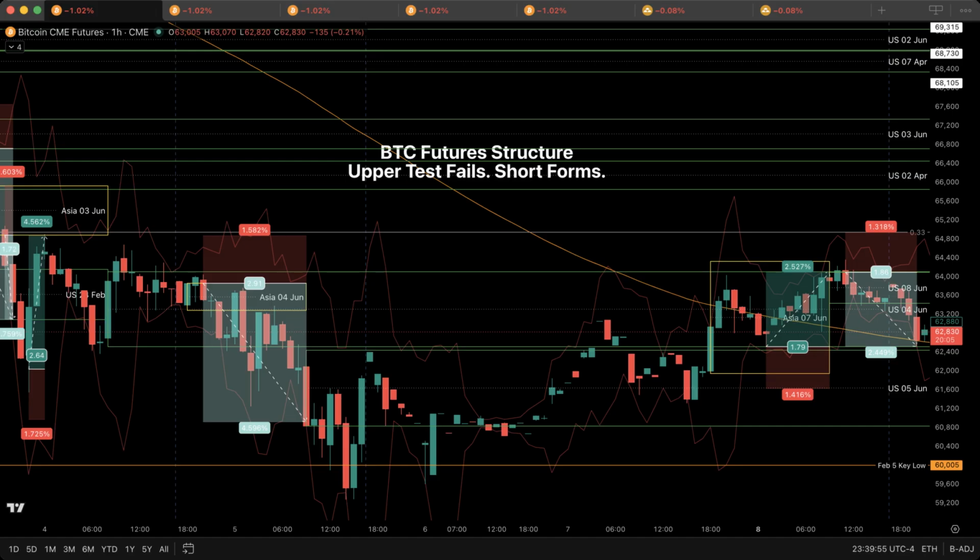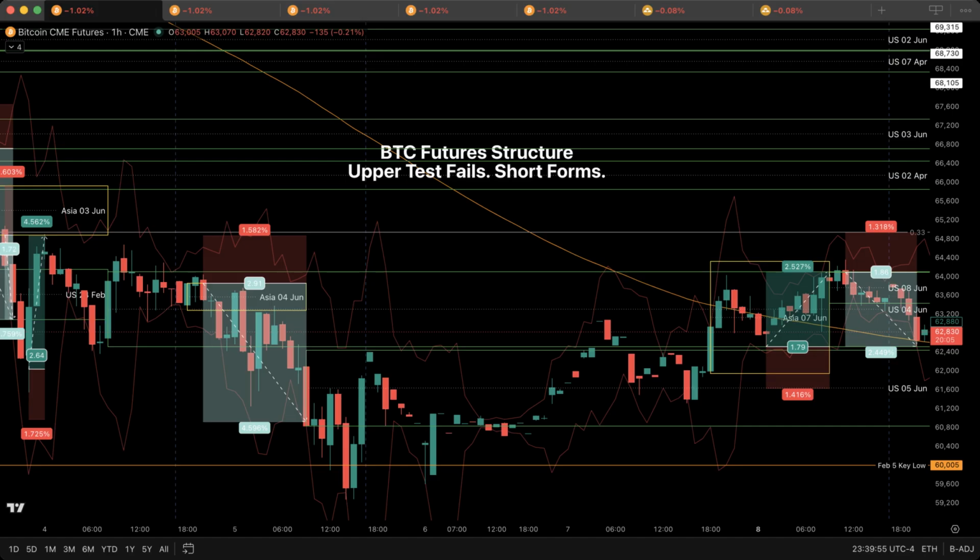Now, the final view. June 8th US forms compressed between June 4th US upper boundary and midpoint. Price tests both sides. It cannot leave cleanly. The short forms at June 8th US upper boundary. The stop sits at weekly 0.33. The target sits at June 4th US lower boundary. Risk-reward ratio, 1.86.